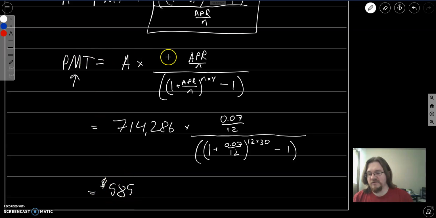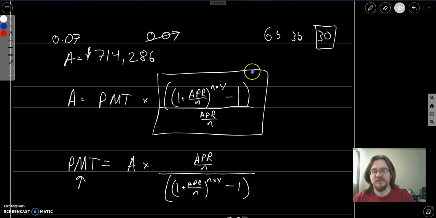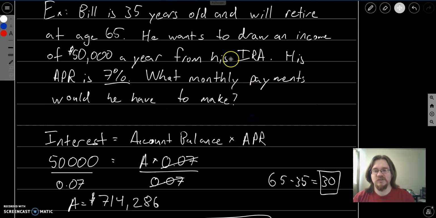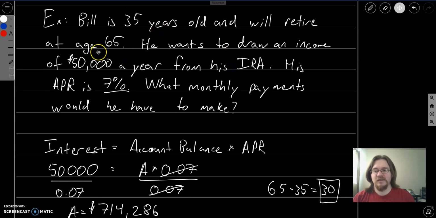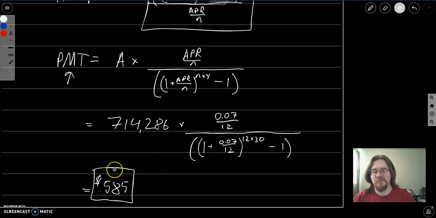Depending on Bill's profession, maybe that's a reasonable amount to invest. Maybe that would be hard for him to reach. That would be up to him to decide if that's something that he's willing to invest. But we can determine, if we want to make a certain amount a year after we retire, how much we would have to pay into a savings account in order to achieve that goal.